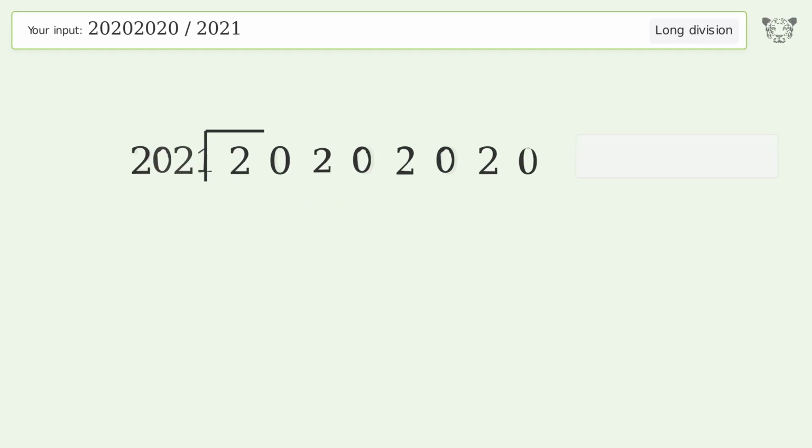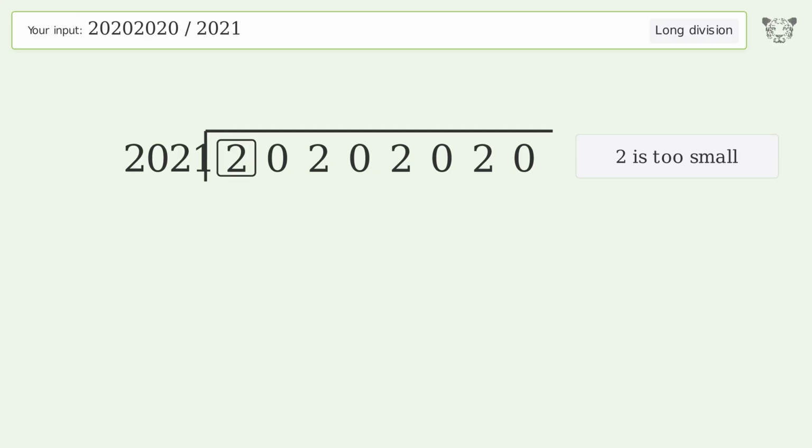You asked, how to divide 20,202,020 by 2021 using the long division method. 2 is too small. 20 is too small. 202 is too small. 2020 is too small. Use 20,202. 20,202 divided by 2021 equals 9.